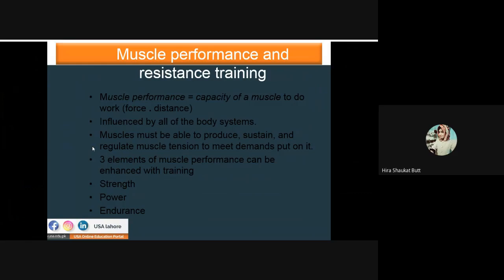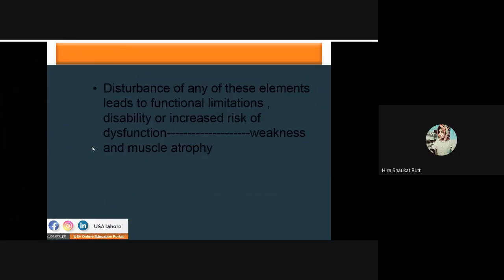So let's define these terms and see what the exact definition of each is. And before discussing the definitions, just remember the disturbance of any of these elements of muscle performance.